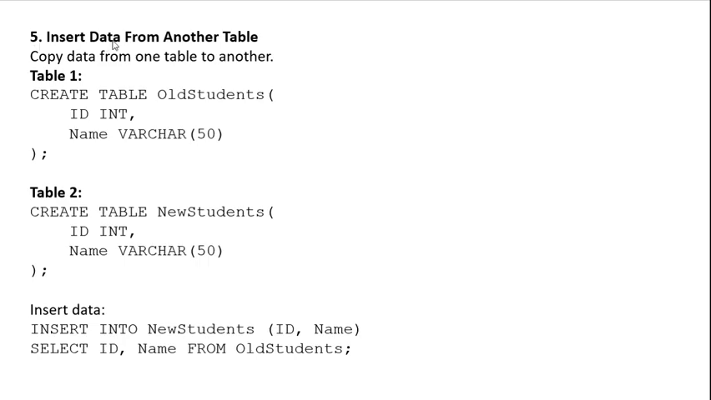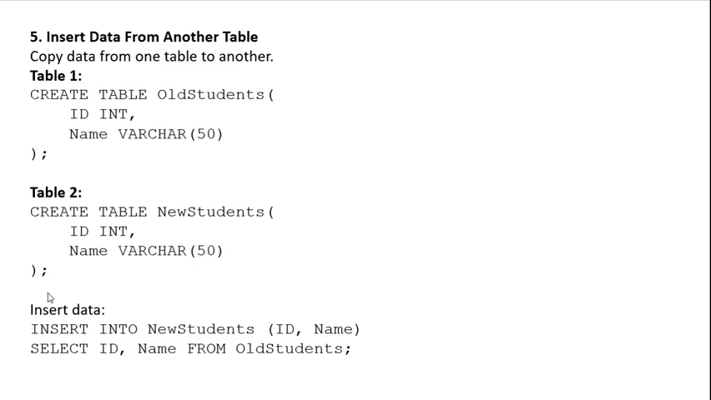Fifth is inserting data from another table, that is, copying the data from one table to another. Like table 1: create a table old_student, and inside the brackets id is an integer and name is VARCHAR(50) in size, close the bracket and a semicolon. And table 2: create a table new_student, and inside the brackets id is an integer and name is VARCHAR(50) in size, close the bracket and a semicolon.